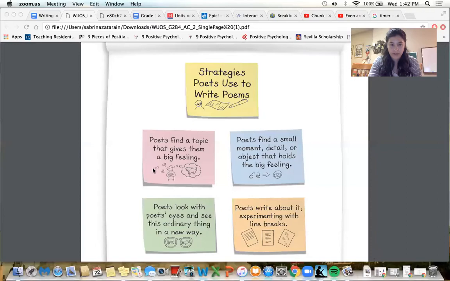Okay, I'm going to show you our anchor chart here, and it's going to show us what we're going to do today. Okay, we're focusing on this post-it right here. We're using strategies we poets use to write poems, and today's strategy is poets find a topic that gives them a big feeling, just like my big feeling was love for my aunt. Okay, now we're going to winnow that down a little bit so that we're picking one small moment based on that big feeling. And we're going to try to do that together as best we can on Zoom.